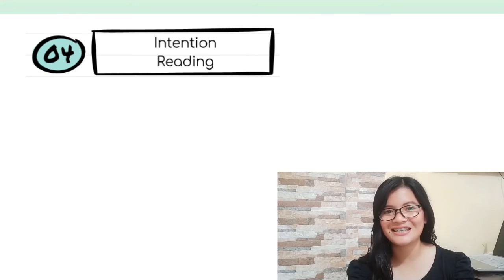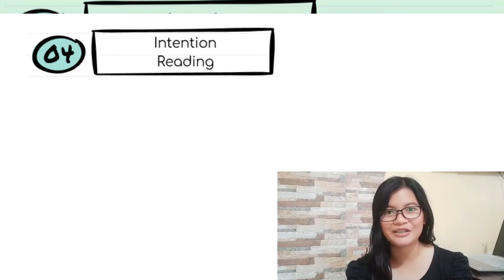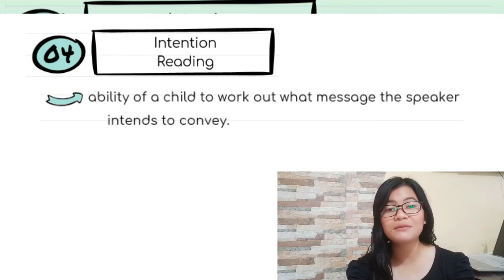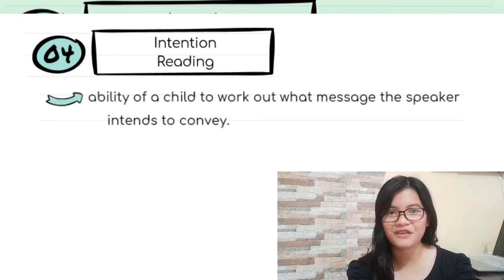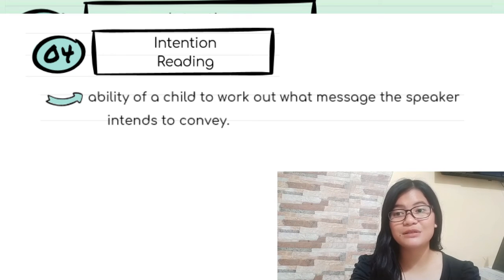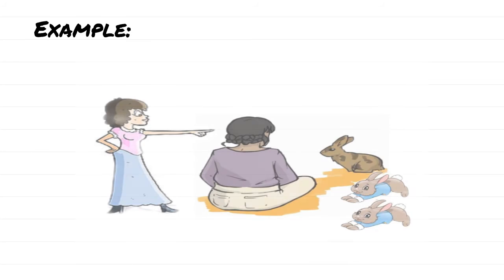The fourth skill is the ability to do intention reading. This is to work out what message the speaker intends to convey. Intention reading is what children must do to determine the goals or intentions of mature speakers when they use linguistic conventions to achieve social ends. For example, imagine you're a 2-year-old child who sees a rabbit hopping along. You hear your mother say, "Glurp the gavagay."